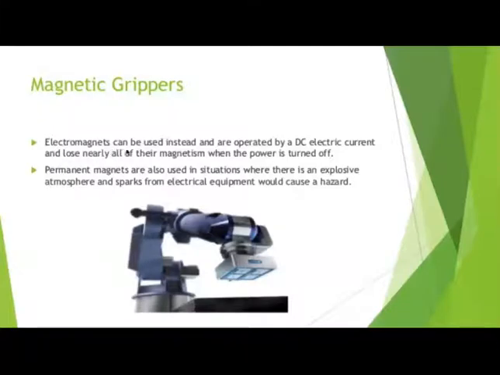Here electromagnets can be used instead, and are operated by direct current, DC, and lose nearly all their magnetism when the power is turned off. Permanent magnets are also used in situations where there is an explosive atmosphere and sparks from electric equipment would cause a hazard as well. Very dangerous.